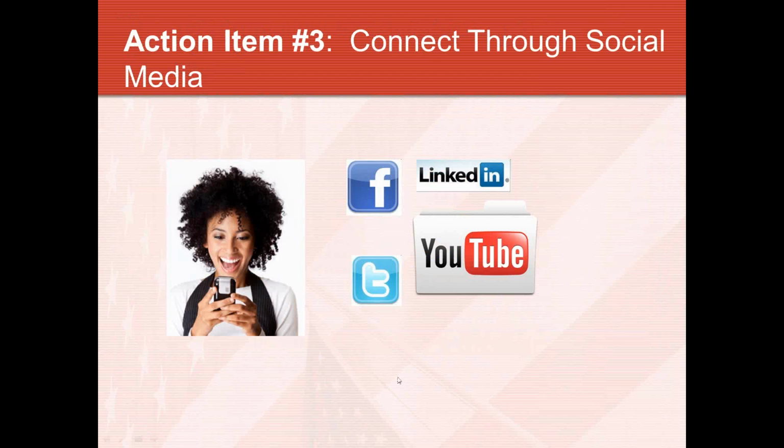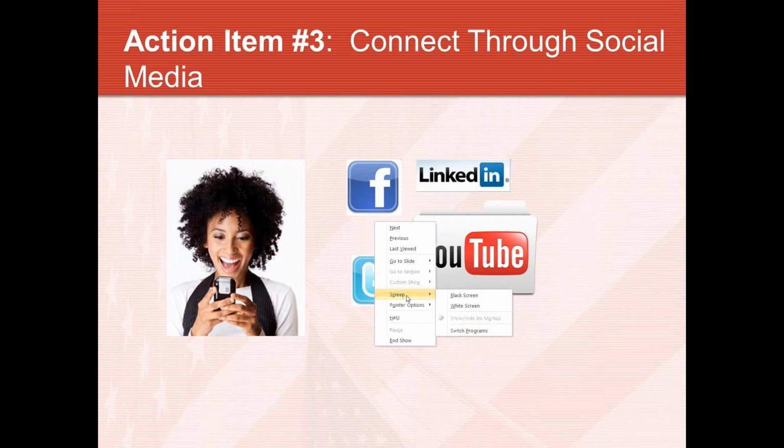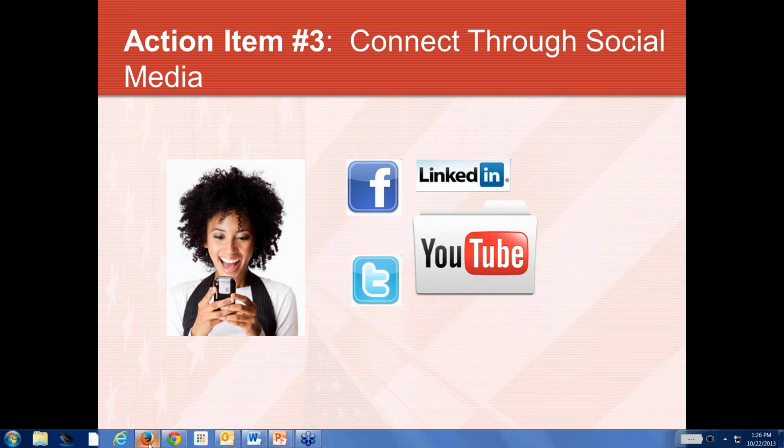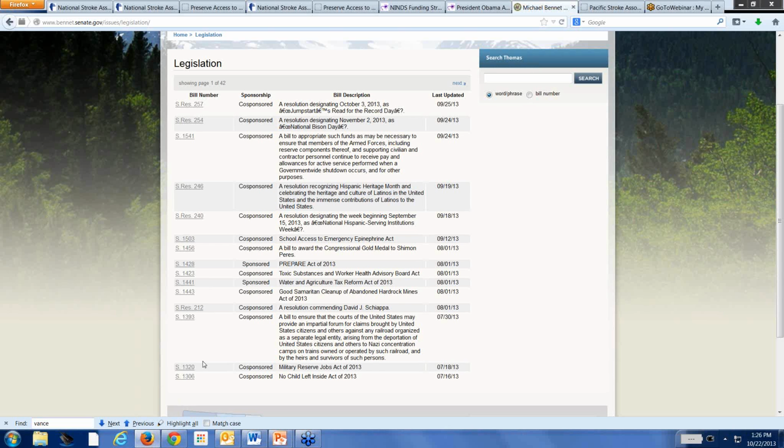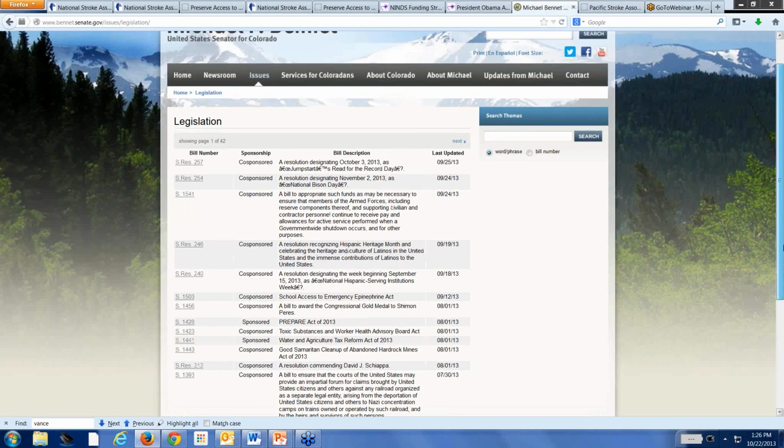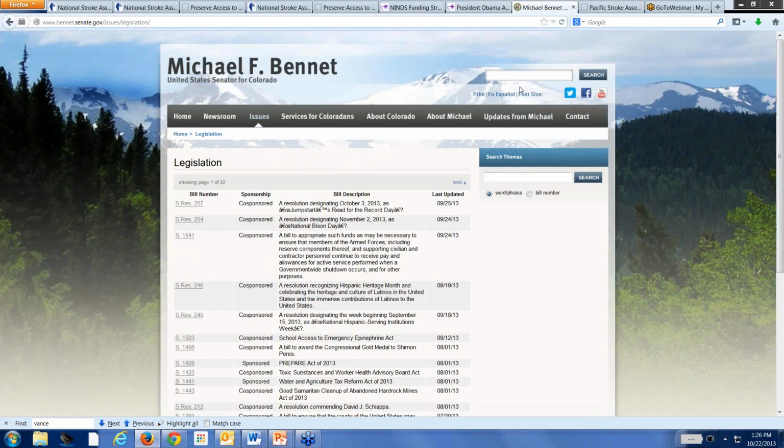Now, action item number 3, a quick and easy thing to do, a quick and easy thing to encourage the support group members to do, is just to connect through social media. So when I took a look, and I'm not picking on or encouraging Mr. Bennet specifically, I'm just using him as an example because he's Colorado, but obviously take a look for your own legislators. You can see up at the top of his page there'll be a Twitter link, a Facebook link, and a YouTube link. And most of the legislators are on those specific sites.